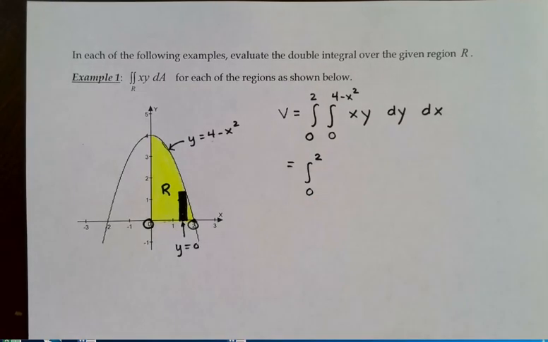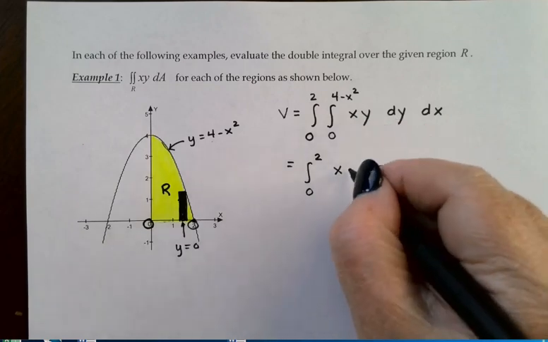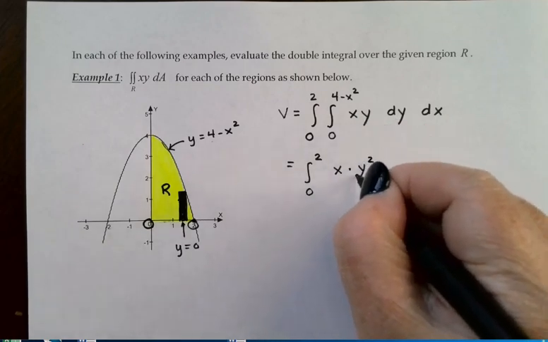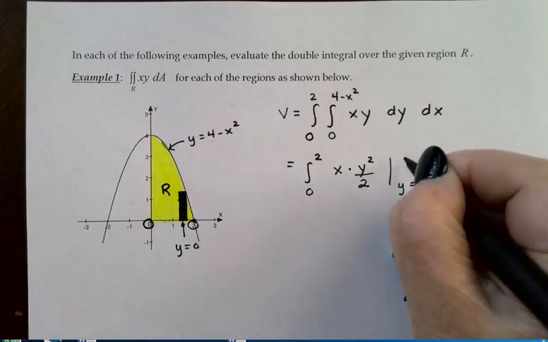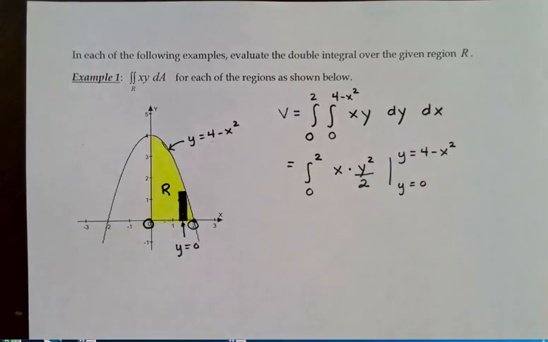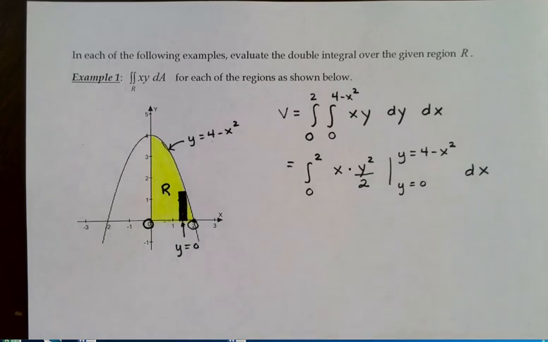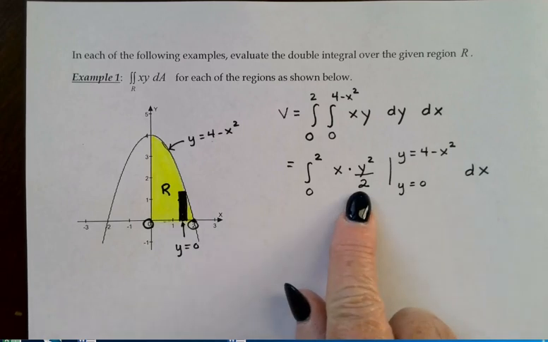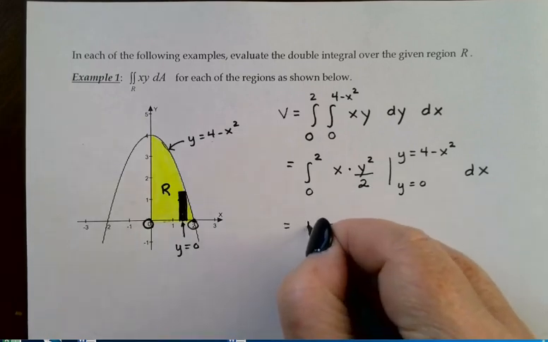I am integrating dy first, so x is a constant, and the integral of y would be y squared over 2. And that goes from y equals 0 to y equals 4 minus x squared, with dx waiting its turn out here for later. By the way, just like we've done in the past, if you don't like those extra little constants kind of cluttering things up, you can certainly pull them out. So if you'd rather put that as a 1/2 on the outside, that's perfectly okay.